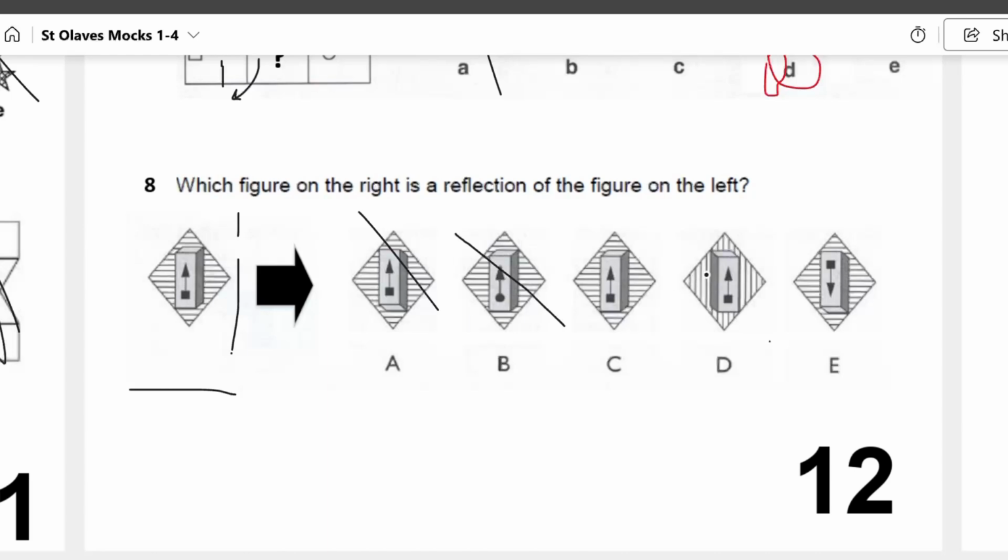Same thing. This hatching doesn't make sense with this horizontal here, because it hasn't been flipped upside down or rotated, so we can cross D out. And same with this, the shading should be on the left hand side. The only one that makes sense is this. When you flip it this way, the shading is consistent. It will just flip to the right hand side, and the shape inside will turn around. Therefore, it is E.